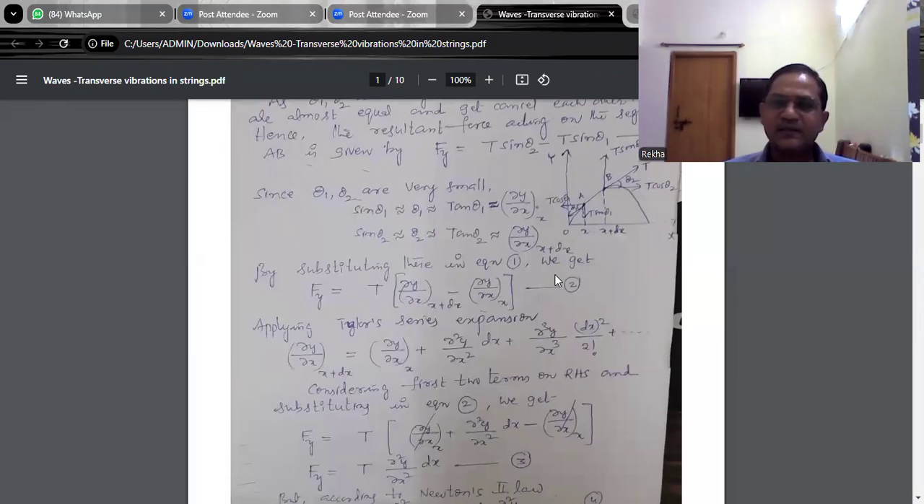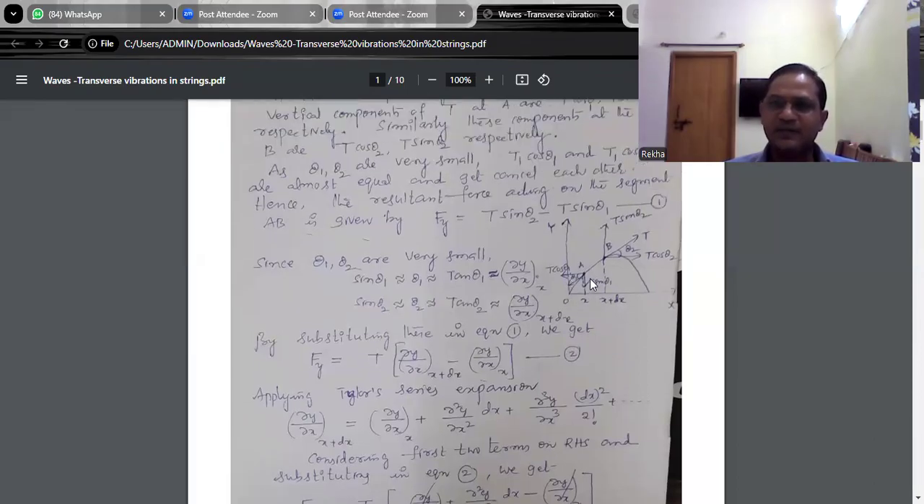Now let us take a small segment of the vibrating string, that is AB. So for a transverse wave propagating in the string, we are considering the small segment AB. AB is the segment of the vibrating string. Here the wave is propagating along the positive x-axis. Let the position of the first end A of the segment be x, and the position of the second end B be x plus dx.